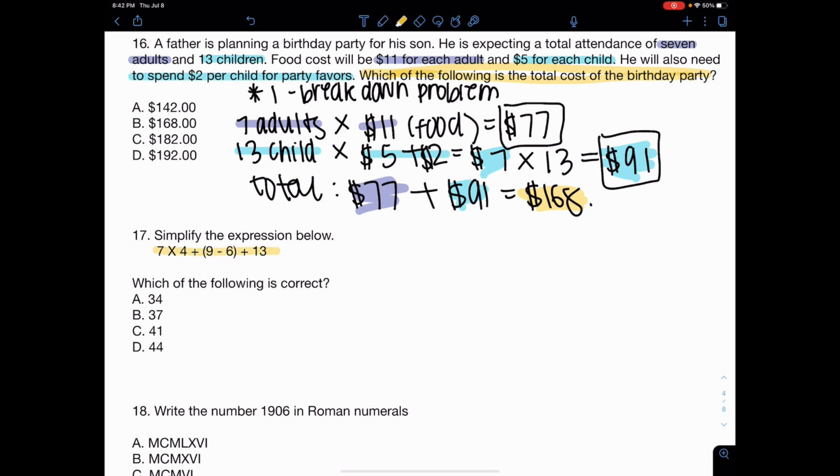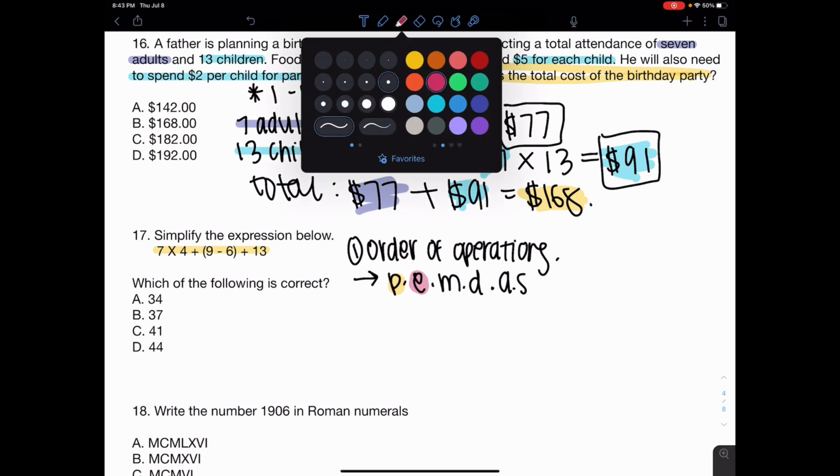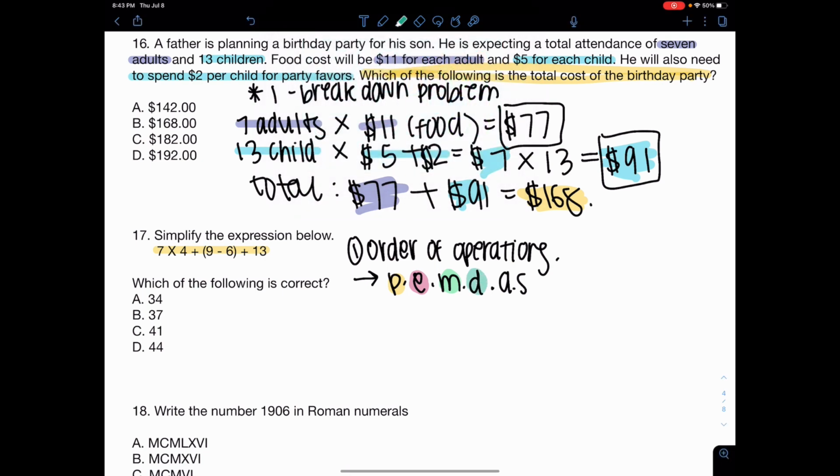Simplify the expression below. Okay, so anytime you see a question like this, you're going to want to use your order of operations. And if you don't know what that is, there's a little thing to remember it by: PEMDAS. Parentheses. Exponents, which is the little number above the number. Multiplication. Division. Addition, and last but not least, subtraction. Alrighty, so as always, I'm going to take that number and bring it down.